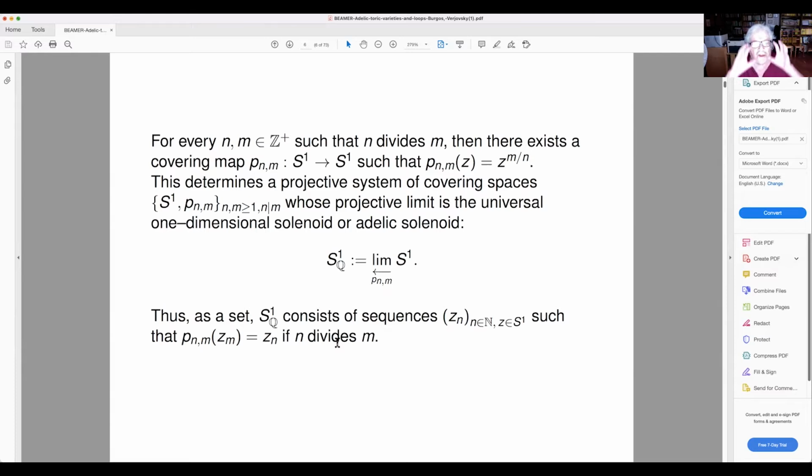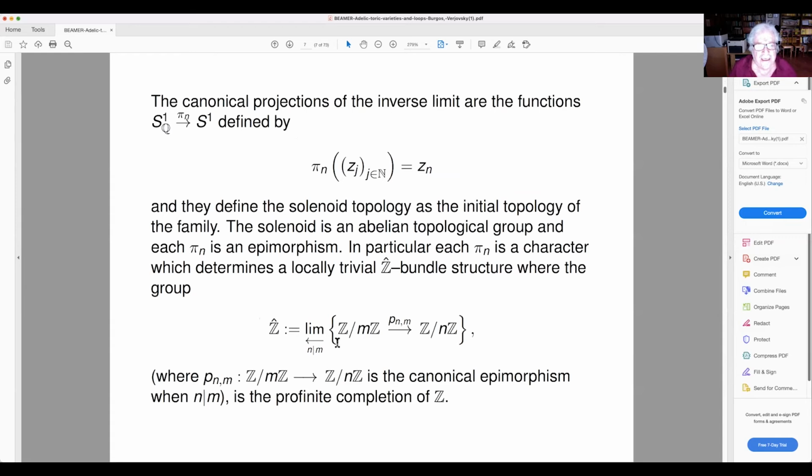It's a diffuse version of the circle. Diffuse because it looks like a Cantor set cross an interval locally. And so the theme of my talk is to consider, instead of loops, for instance, solenoidal loops, etc. And this just justifies the title, Adelic, as I will tell you.